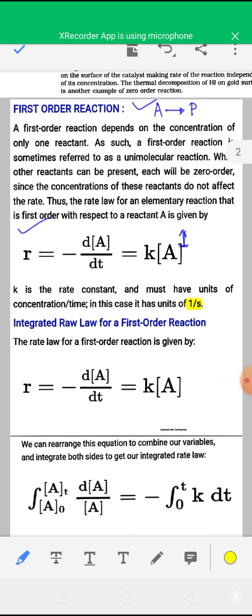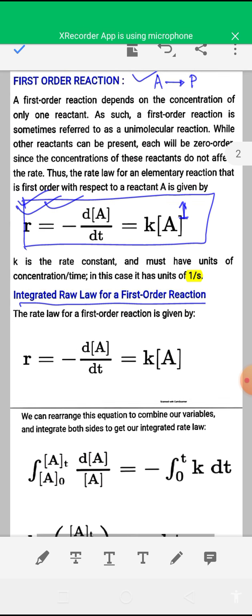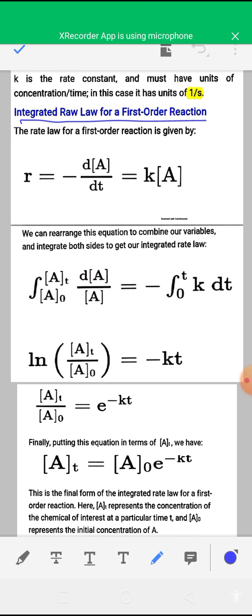Now this is the differential rate law equation for first order reaction, and on integrating this equation we will get the integrated rate law equation for first order reaction. So now see the integrated rate law equation for first order reaction. Okay, you just have to integrate this differential rate law equation for first order reaction. We know that for first order reaction minus dA by dt is equal to K into concentration of reactant A.